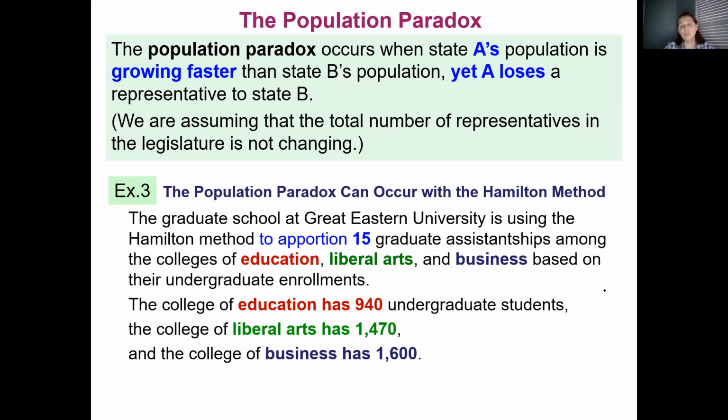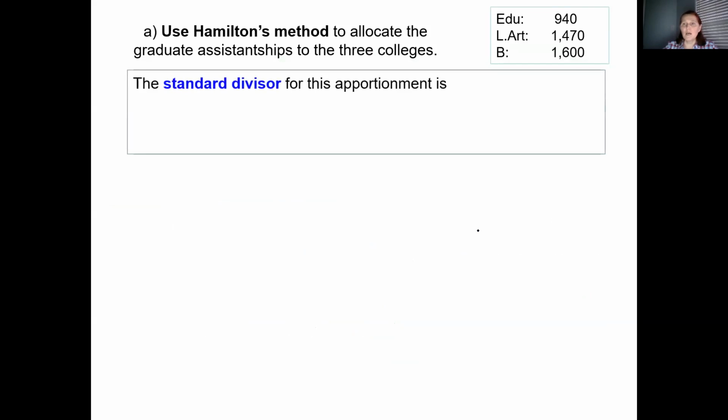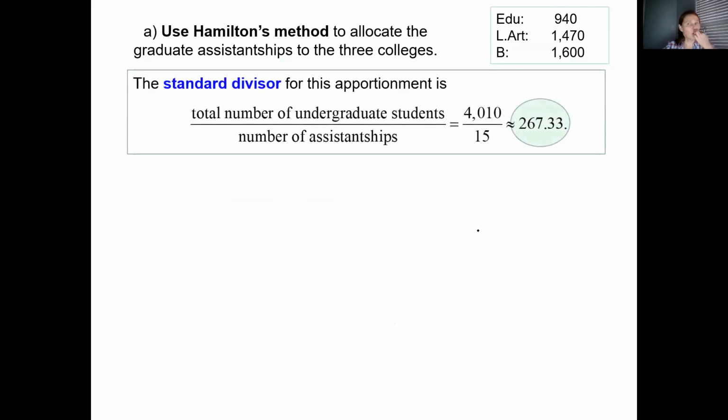The enrollments are 940, 1,470, and 1,600. Let us use the Hamilton method to allocate the assistantships. First, we need to find the total and divide it by the number of assistantships to apportion. When we add the enrollments, we get 4,010, and dividing it by 15 assistantships, we get the standard divisor 267.33.